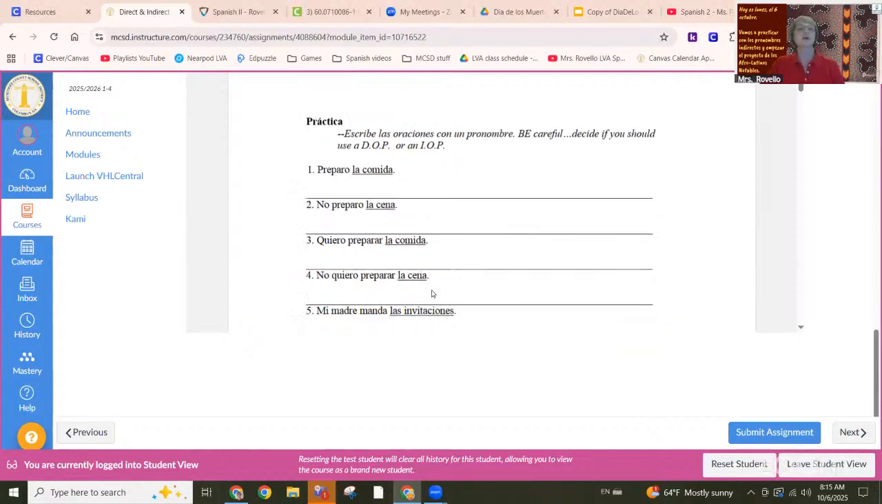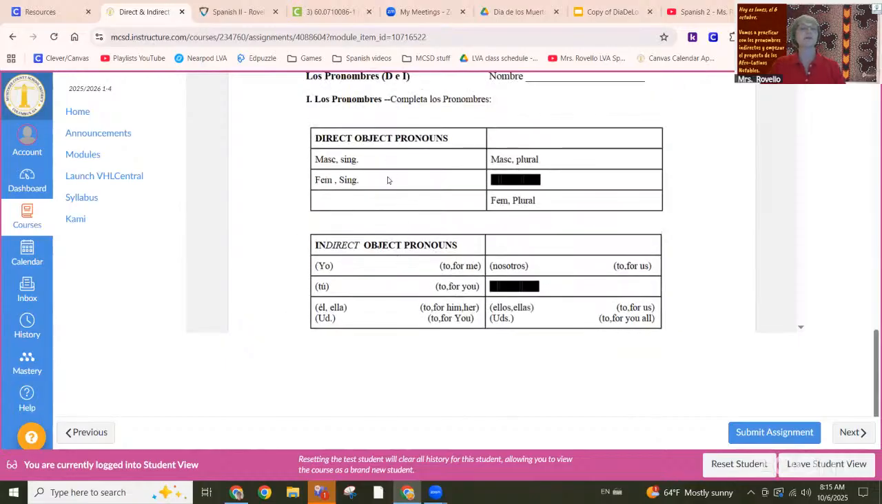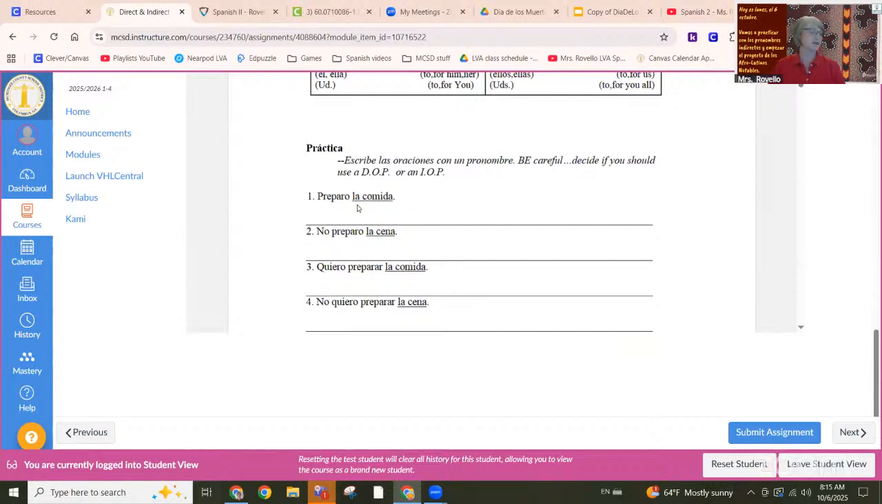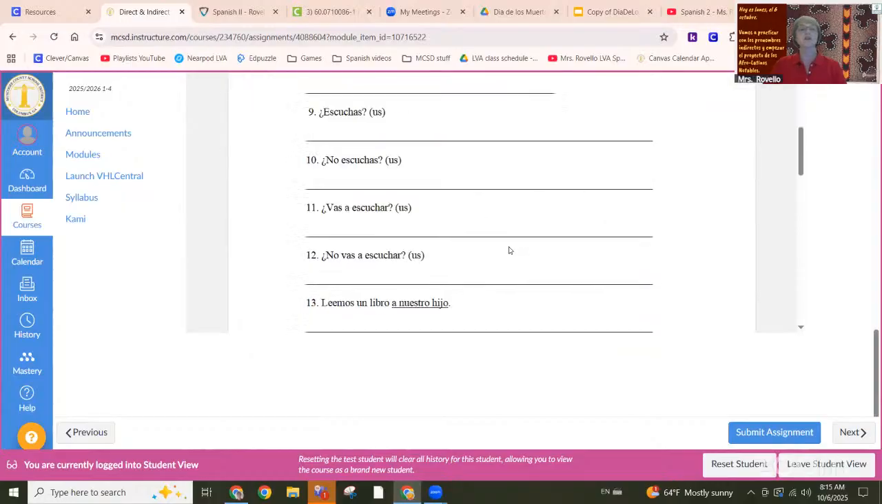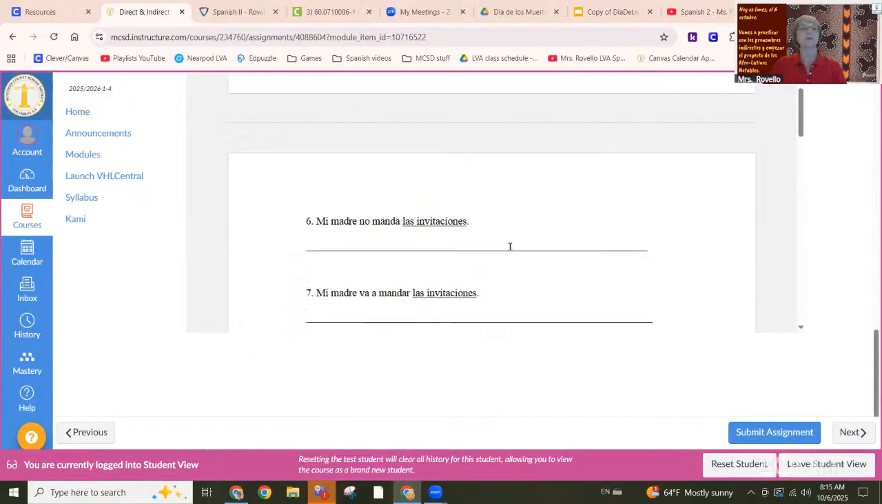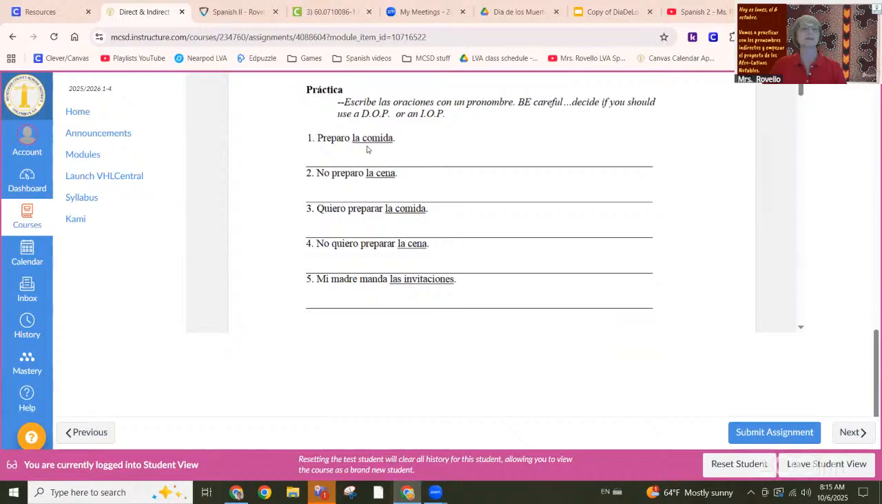So you guys have to decide if you think what is underlined is a direct object or an indirect object, and then rewrite the sentence. So you would replace, right? Remember that they replace that item. So what is underlined should not be in your sentence. Okay, let me say it again. What is underlined is being replaced. So what is underlined should not be in your sentence.